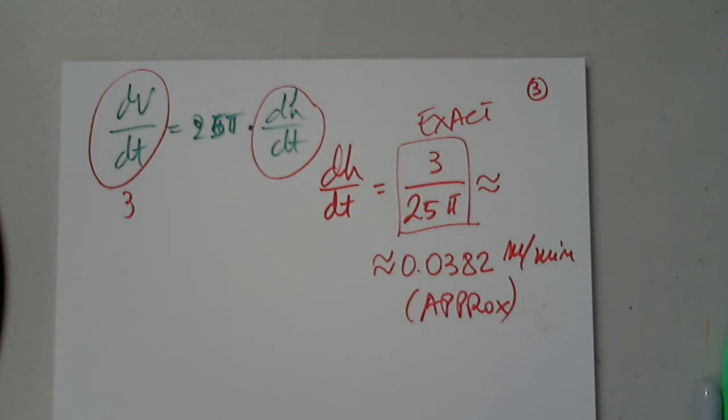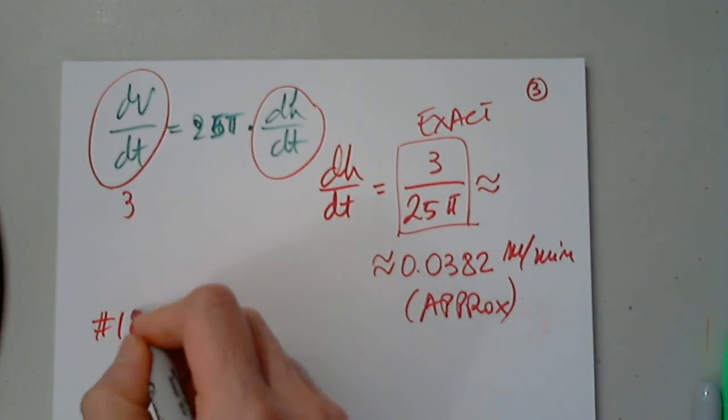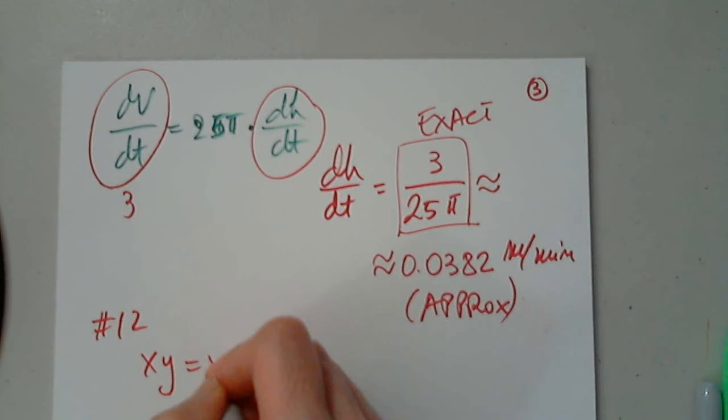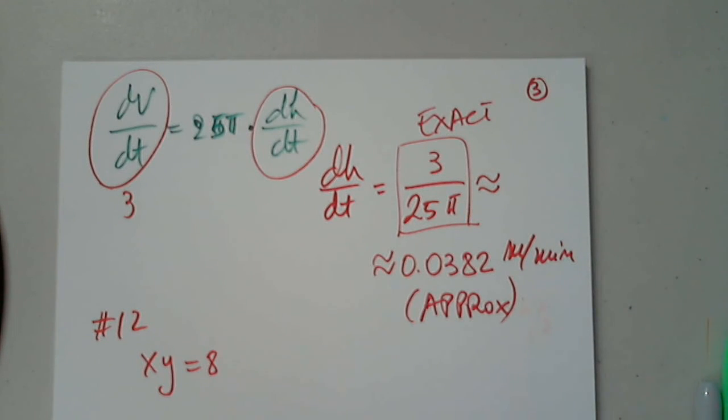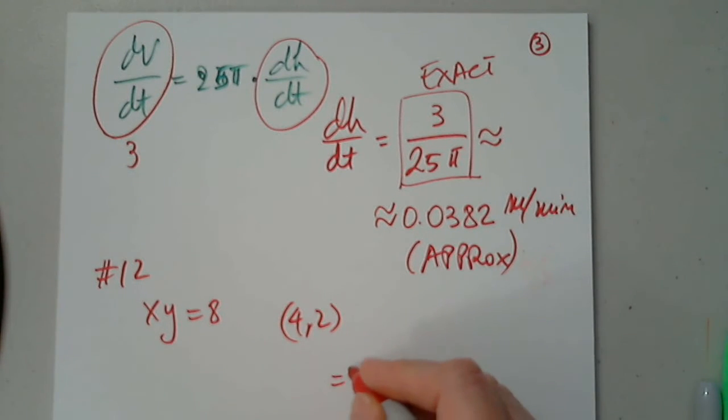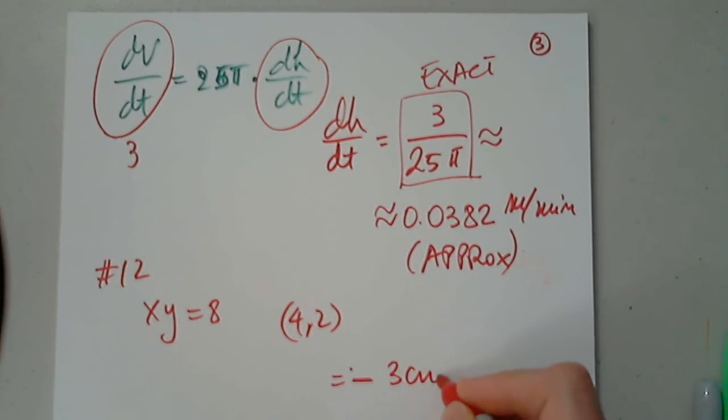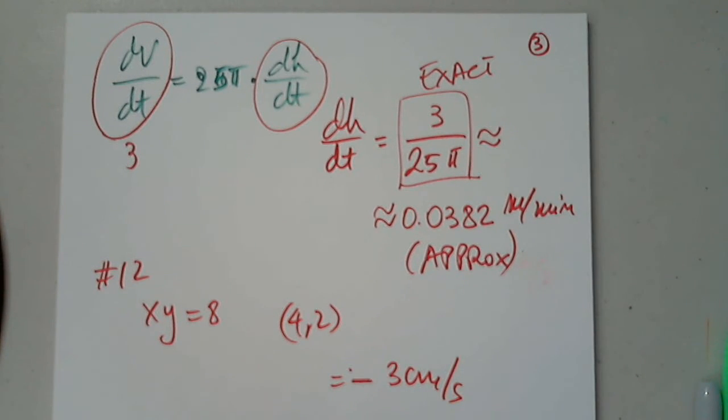What about number 12? A particle is moving along a hyperbola. So we have xy equals 8. As it reaches the point 4, 2, the y-coordinate is decreasing at a rate of 3 centimeters per second. Decreasing means I have to put a negative 3 centimeters per second.